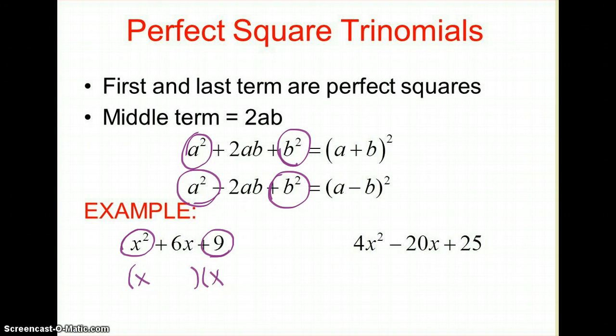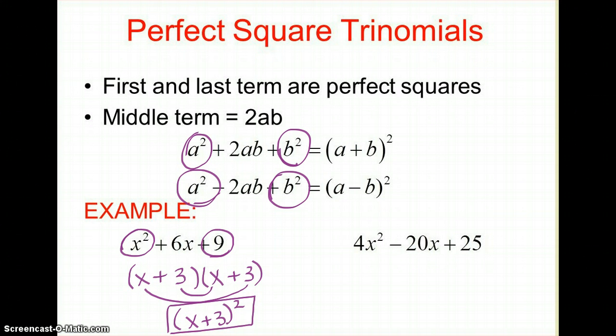So I'm going to end up with x and x. To make 9, since I think this is a perfect square trinomial, I'm going to try 3 and 3. If I try 3 and 3, will I get 6x in the middle? Sure. x times 3 is 3x, 3 times x is 3x, and 3x plus 3x is 6x. So I'm going to write this answer as the quantity x plus 3 squared.